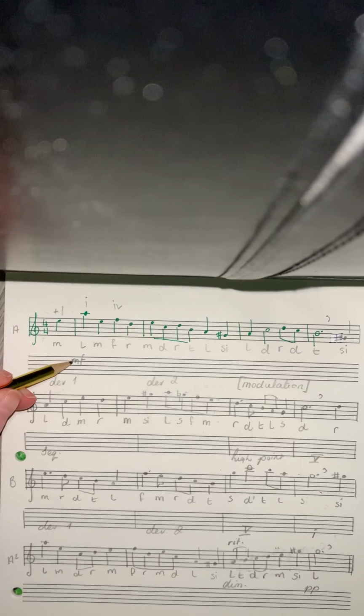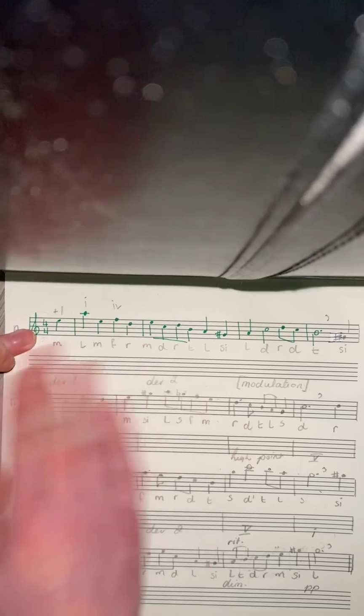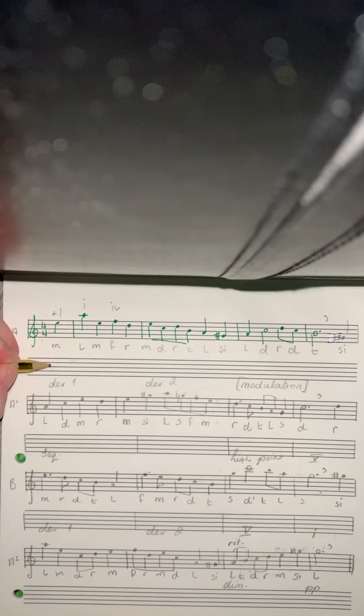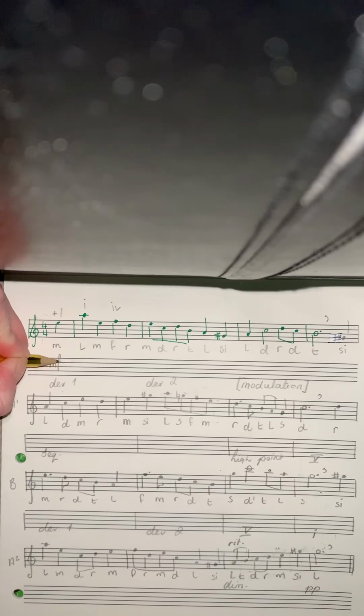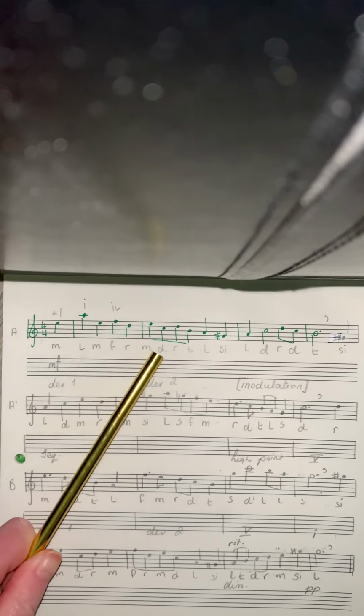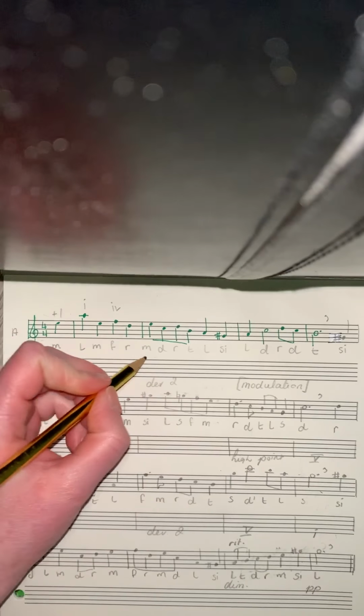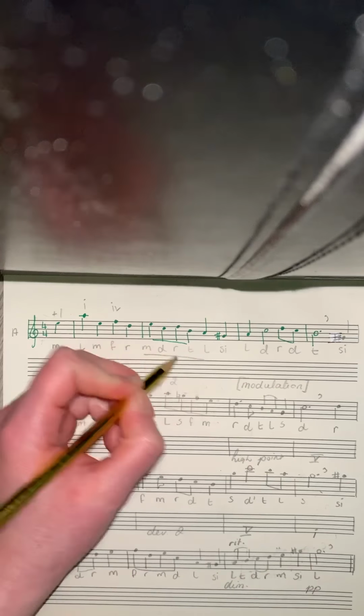So we're starting mezzo forte. Mi, la, mi, fa, re. I'm rubbing this out, moving it over, because every note has to be accounted for in dynamics. So you start on the very first note. Mi, la, mi, fa, re, mi, do, re, ti, la. That to me is a diminuendo to there.